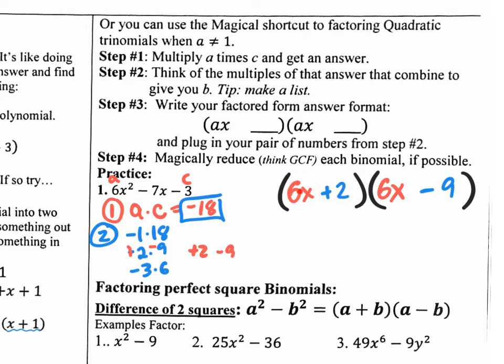So is there anything in common in this first one? 2. So let's divide the whole thing by 2. Just magically divide it all by 2. What do I get? 3x plus 1. Okay, and the second binomial, is there a GCF?